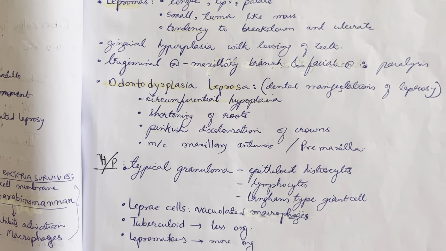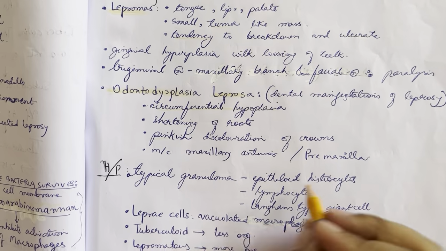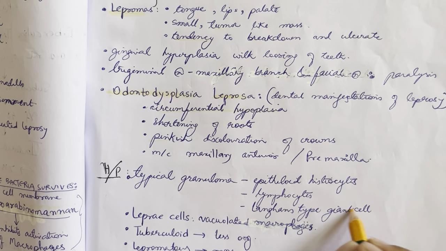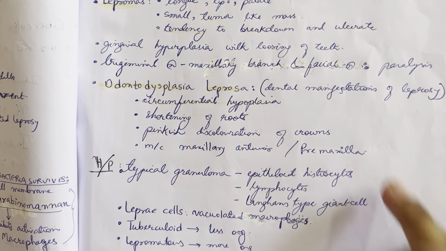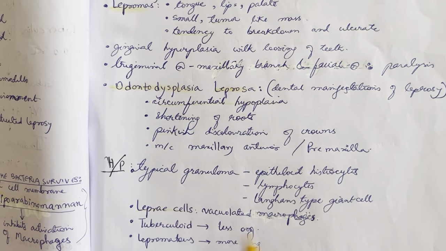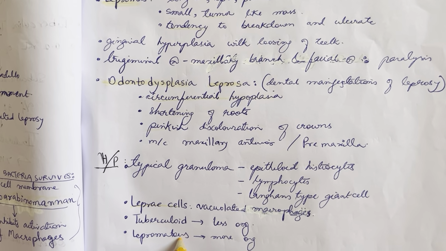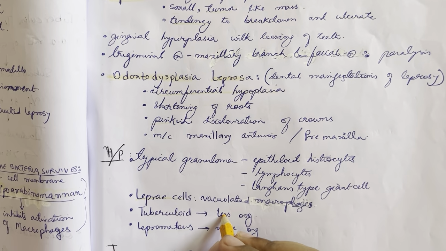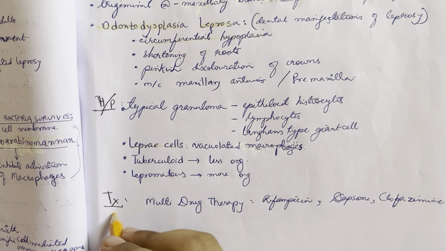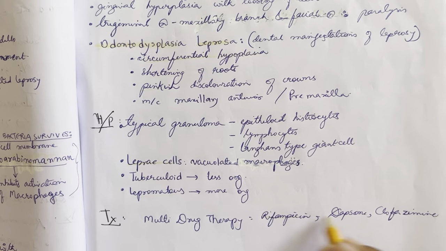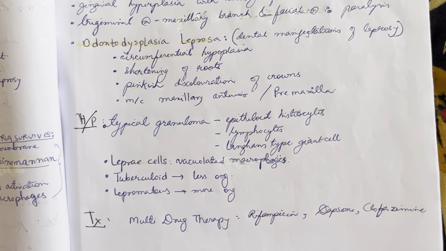Histopathology: a typical granuloma is there, with epithelioid cells, lymphocytes, and Langhans type giant cells, but there is no necrosis here. Then lepra cells, vacuolated macrophages, may be found. It can be tuberculoid or lepromatous depending on fewer or more organisms. And multi-drug therapy with rifampicin, dapsone, and clofazimine is given.